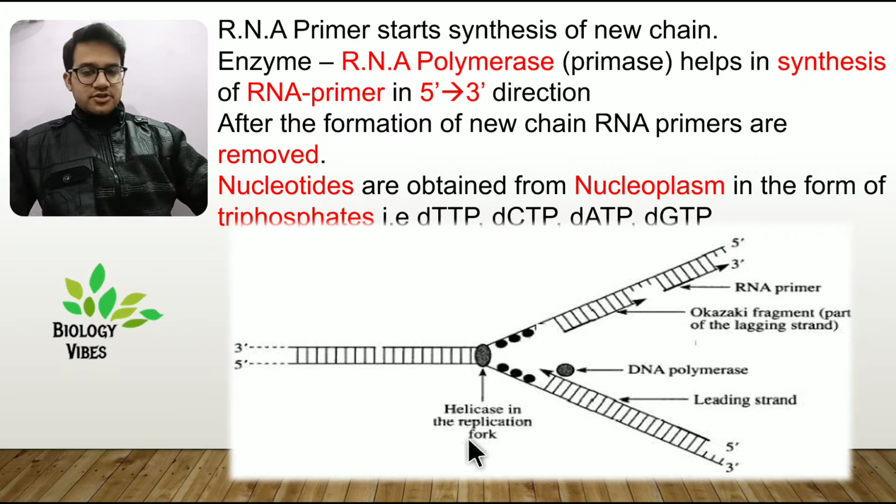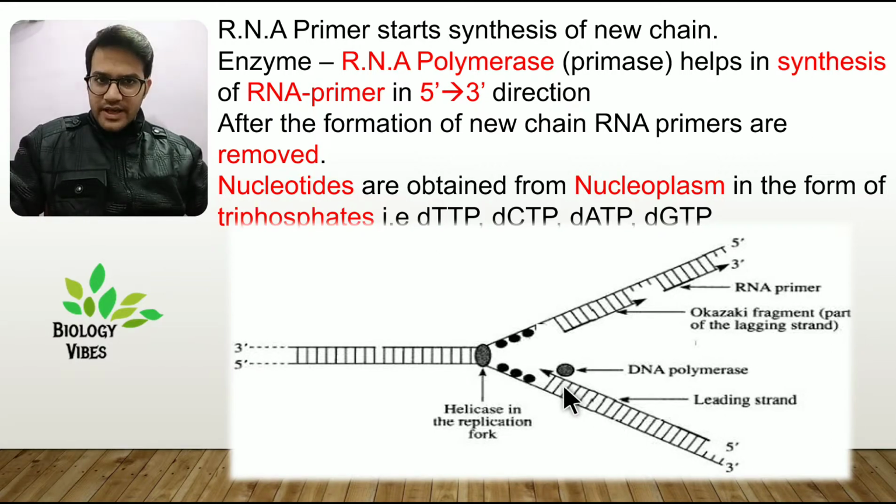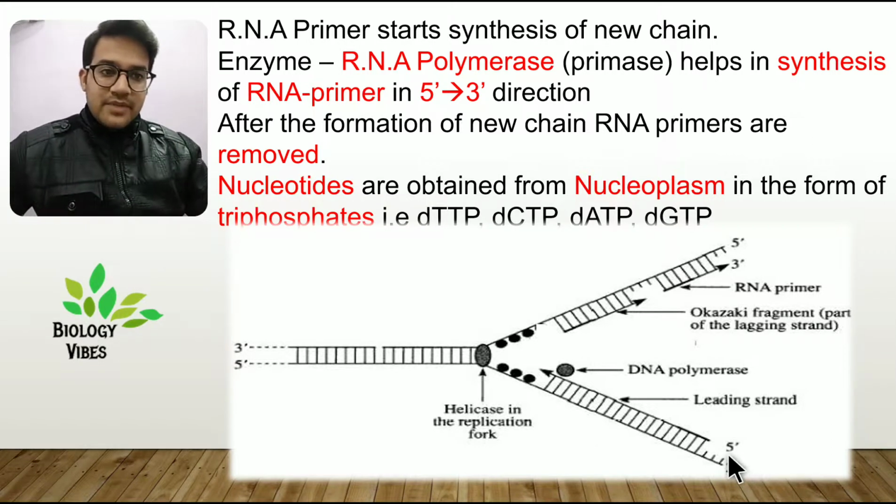One more thing to be kept in mind is that DNA polymerase will synthesize the new strand of DNA only in one direction, that is 5 prime to 3 prime. And we all know that the two strands of the DNA are anti-parallel. That means if you look at this strand, the synthesis is quite simple. This is known as the leading strand. This is 3 prime, so on the opposite, 5 prime should be there.